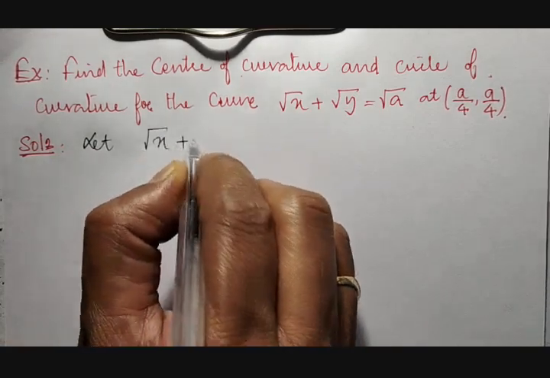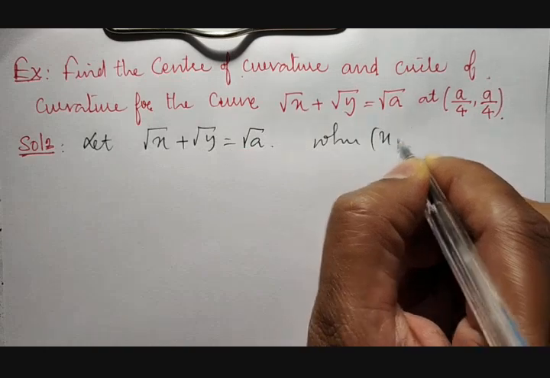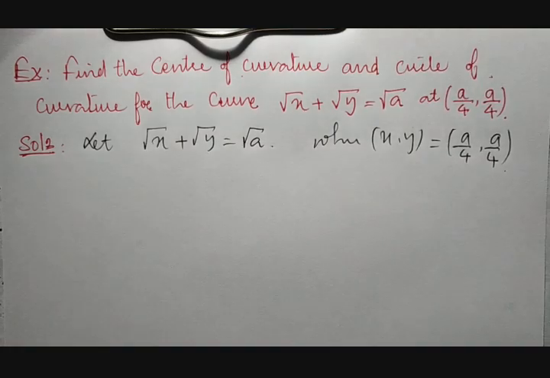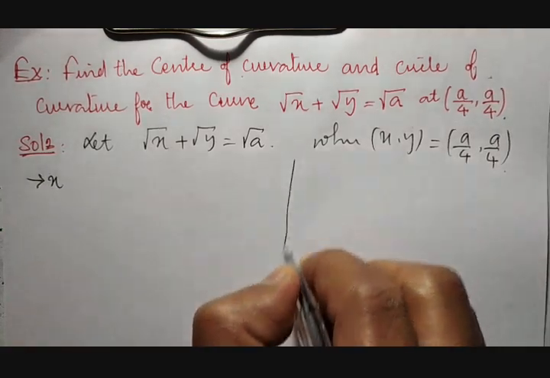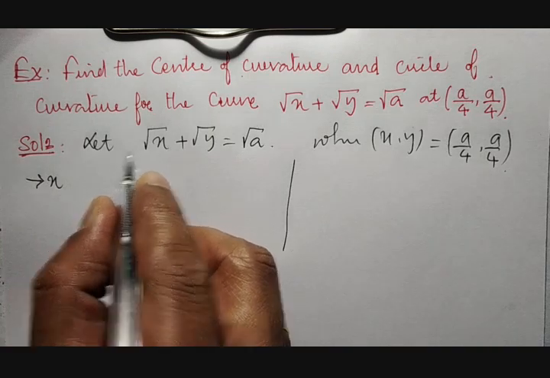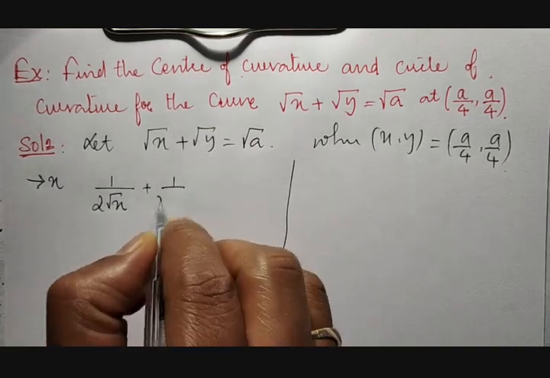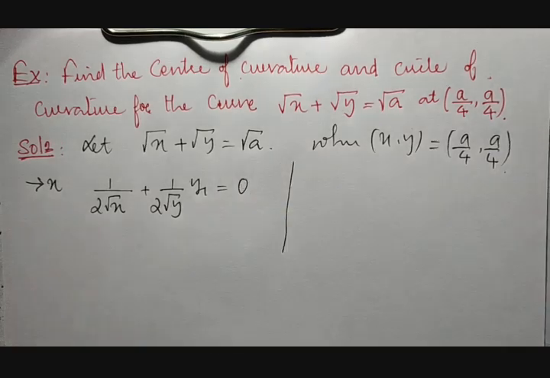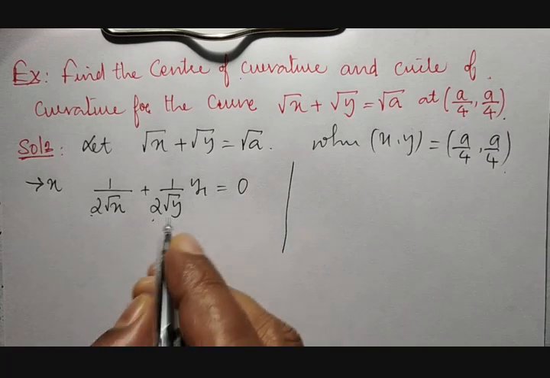The given curve is root x plus root y is equal to root a, where (x, y) is (a by 4, a by 4). Therefore, differentiate the given curve with respect to x. If you differentiate it with respect to x, what is it? 1 divided by 2 root x plus 1 divided by 2 root y into y1 is equal to 0. Take 1 by 2 common and send it to the other end, it becomes 0 only.